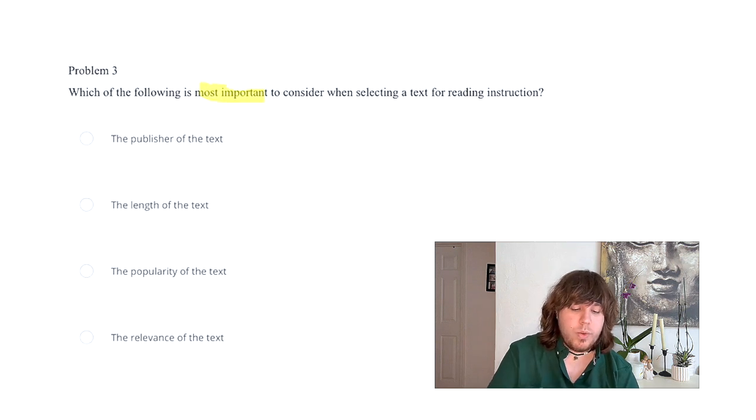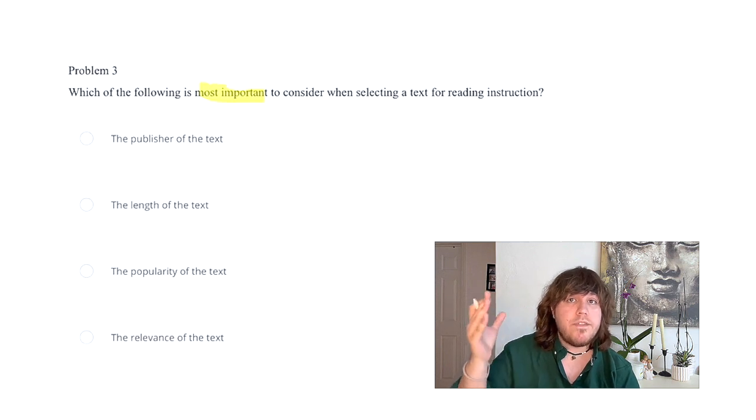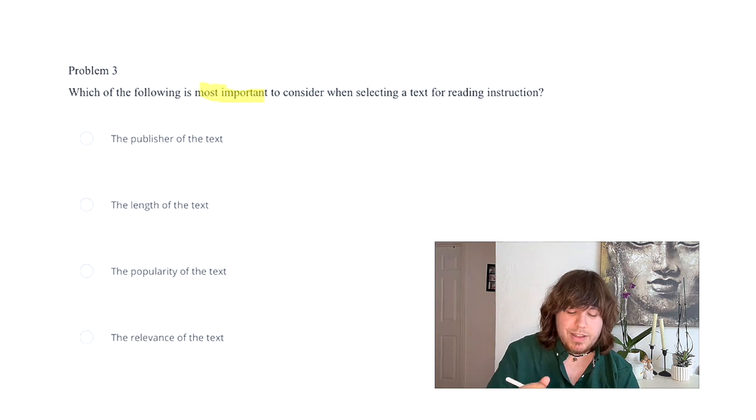A says that when you're selecting a text for instruction, you need to consider the publisher of the text. Generally, as a teacher, you don't have to worry about who the publisher is, so long as the text is helpful for instruction and useful, then you don't have to worry about that. So we can cross out that answer choice.